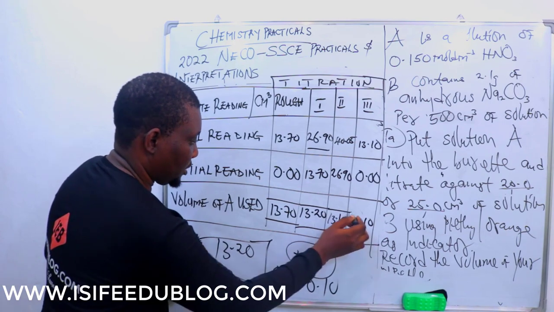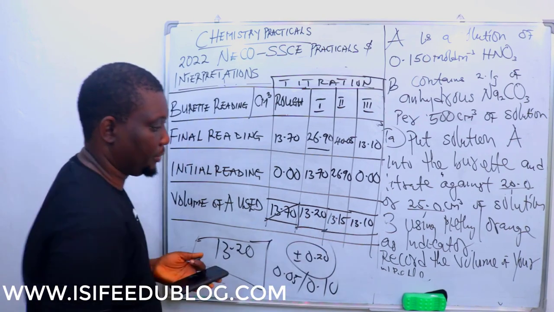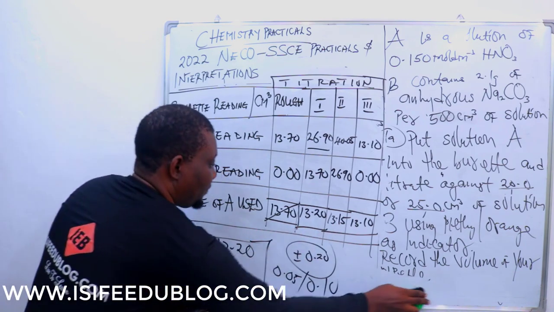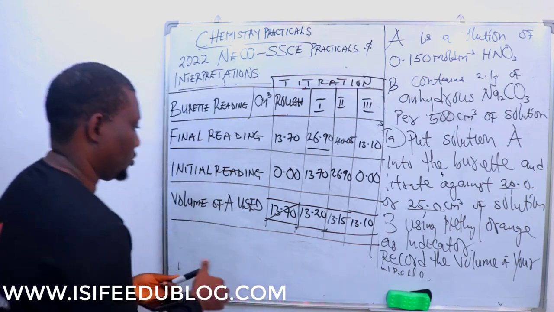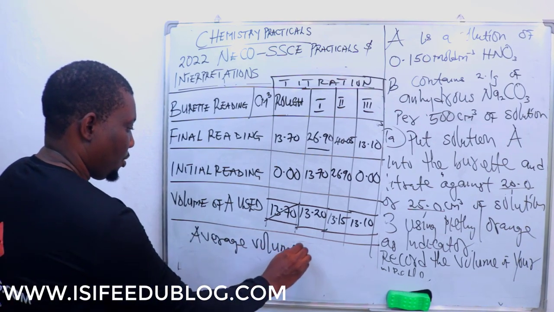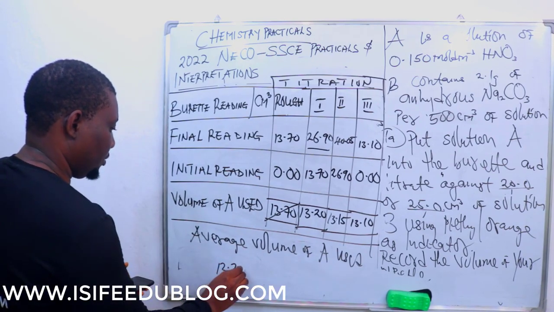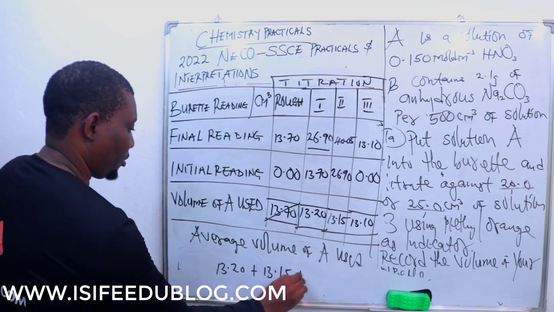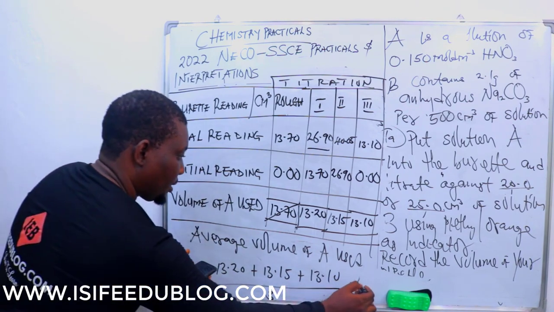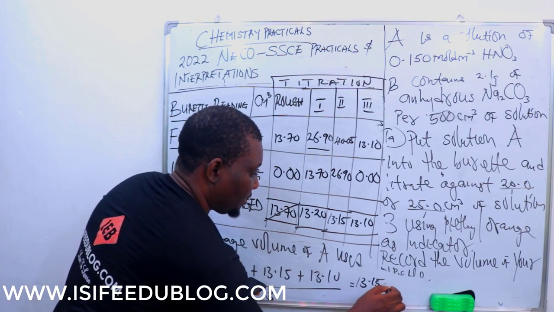This is very accurate. So these three are very accurate, and this value is null and void. So we use these three as our average titre. Now for my average titre, I will summarize question number one. The average volume of acid used is 13.20 plus 13.15 plus 13.10, all divided by 3. Our answer is 13.15 centimeter cube.